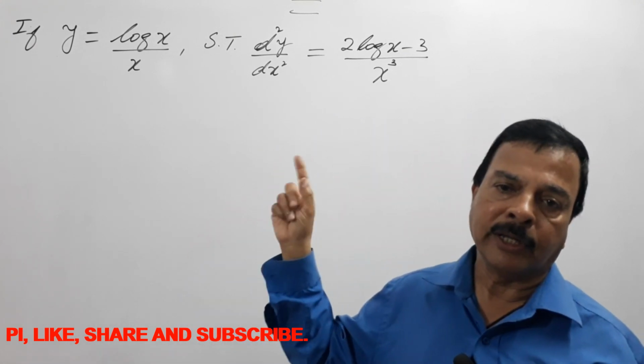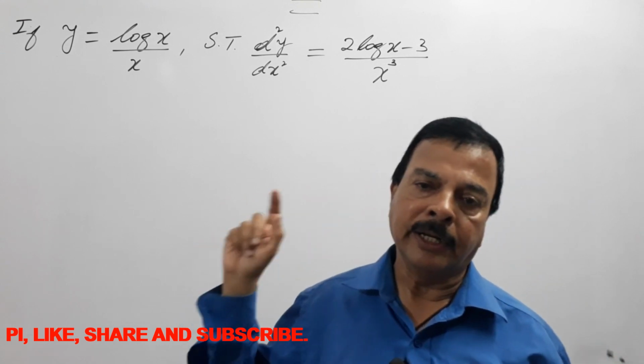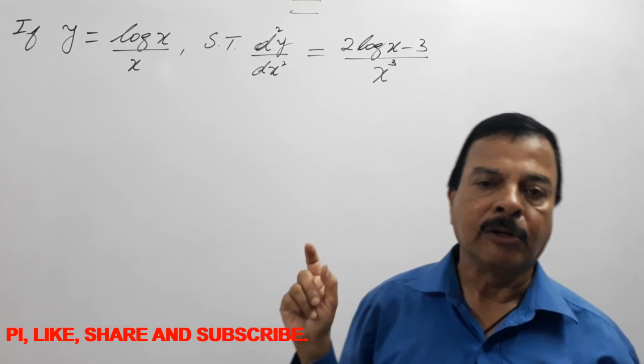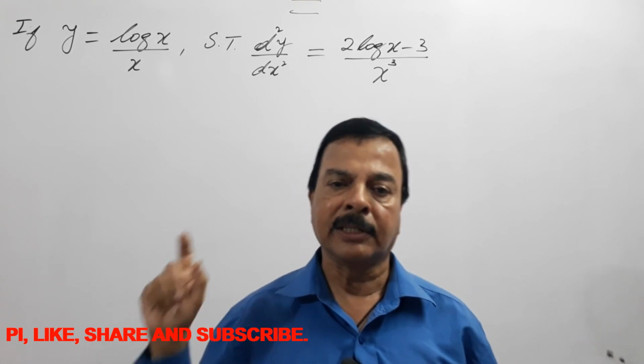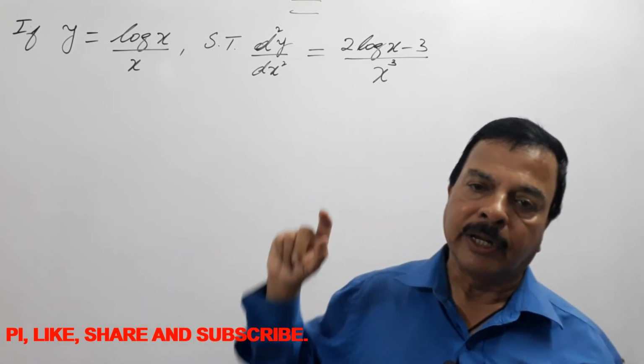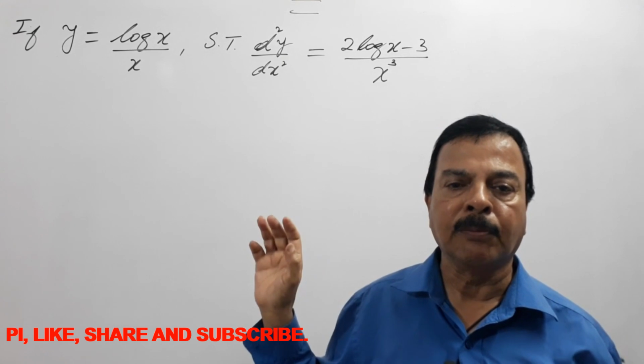If y equals log x by x, show that d square y by dx square equals 2 log x minus 3 by x cube. This is a problem which is very important.